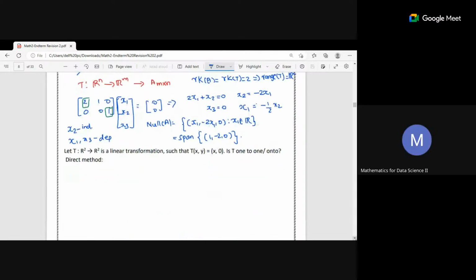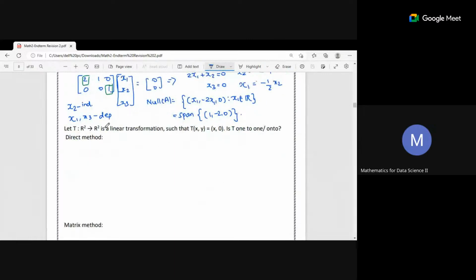Let T from R2 to R2 be a linear transformation such that T of x comma y equals x comma 0. Is T 1 to 1 and onto? According to the definition, T is 1 to 1 if Tv equal to 0 implies v is equal to 0. So here, T of x comma y is equal to x comma 0. Let us assume it to be 0. What do you get?